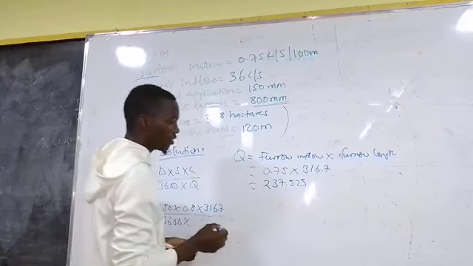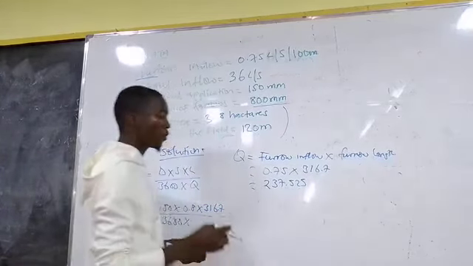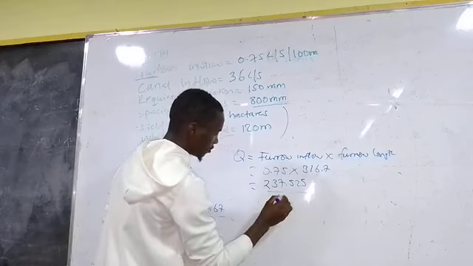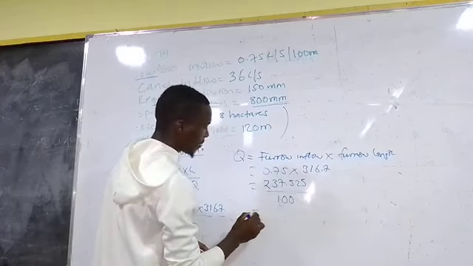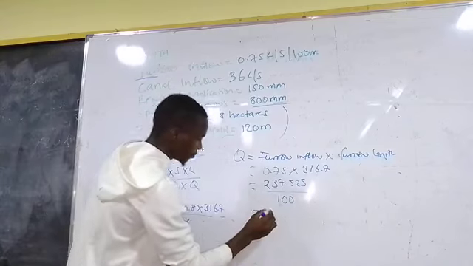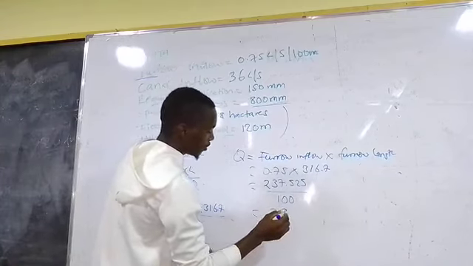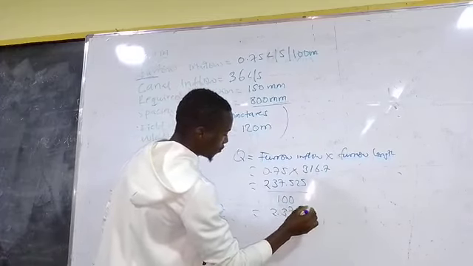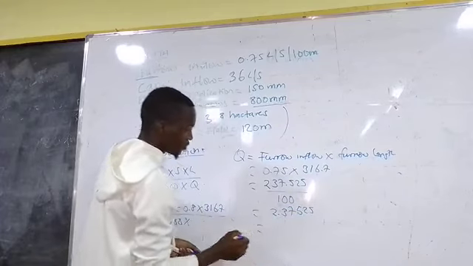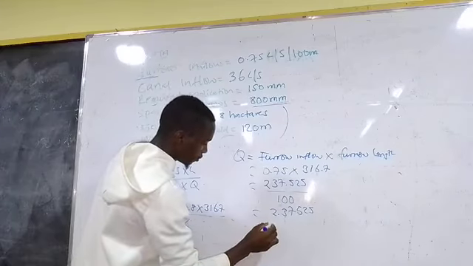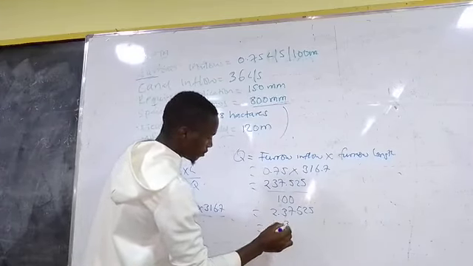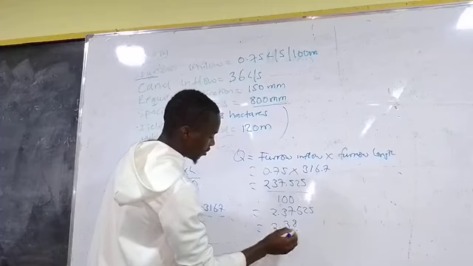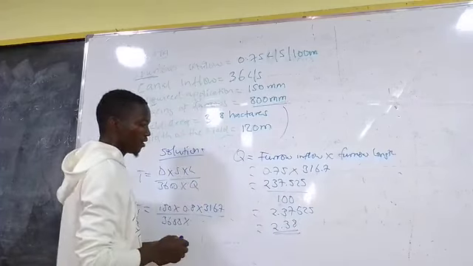287.525, like this. So when we get this number, we all know that we have to divide by what? 100, right? So we divide this by 100. What number do we get? 2.37525, like this. So this number will be 2.38, if we can be precise that way.